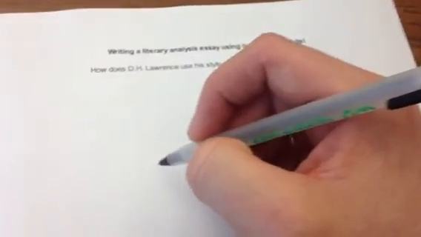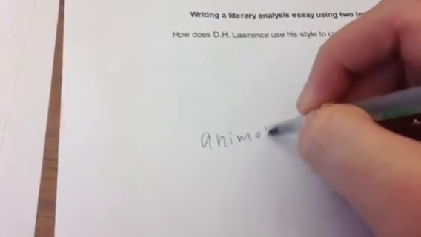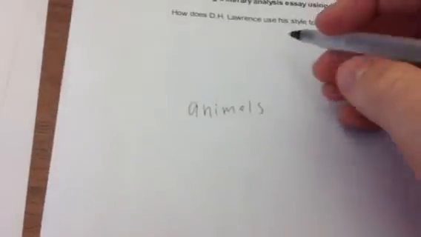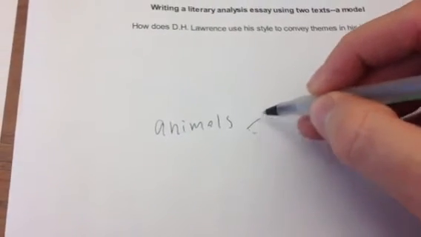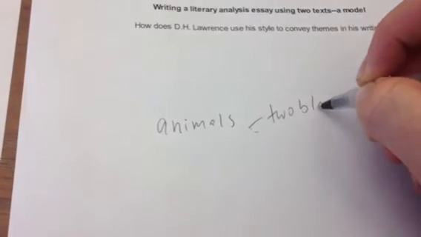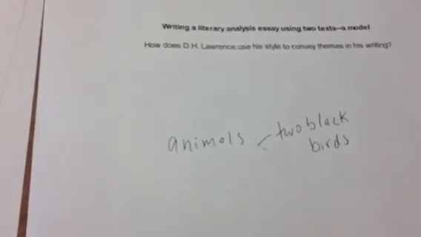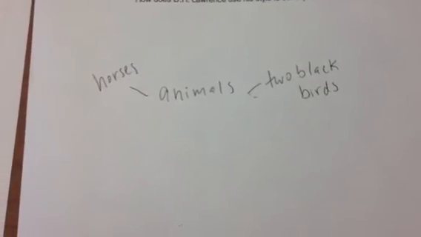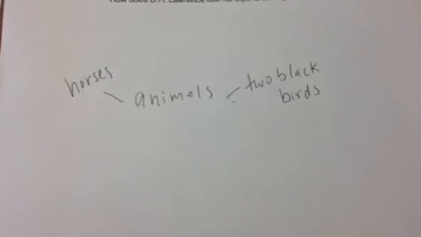So one thing that I noticed both of the texts include is animals. And I can't be certain what my idea is going to be yet, but thinking back to the poem, I remember that there are the two black birds, and in The Horse Dealer's Daughter there are actually two kinds of animals, but most prominently the horses. So I'm just going to make an outline here. I prefer to use kind of a web format, but you could use whichever you prefer.